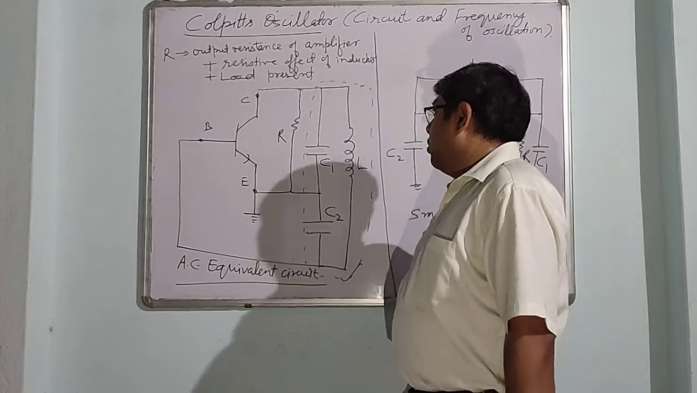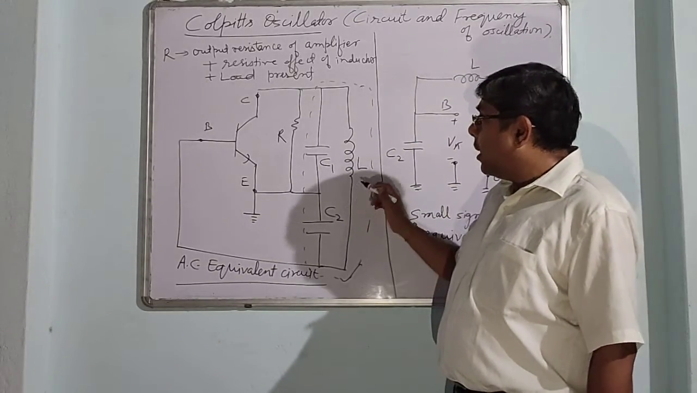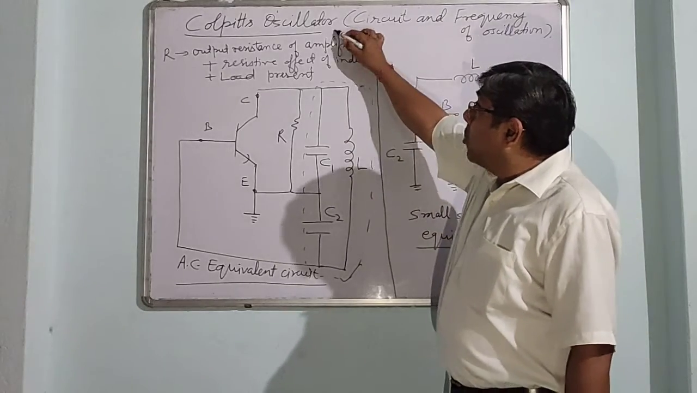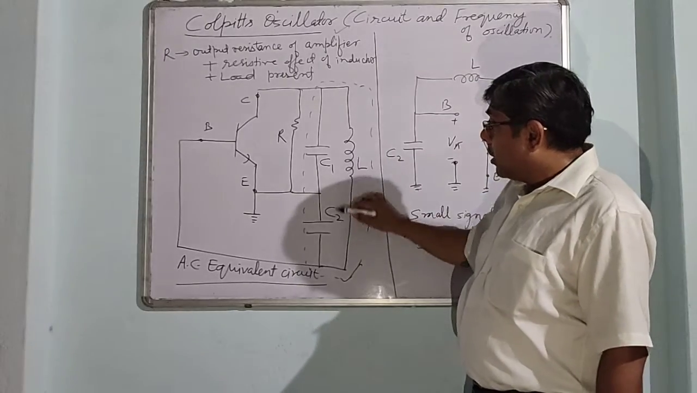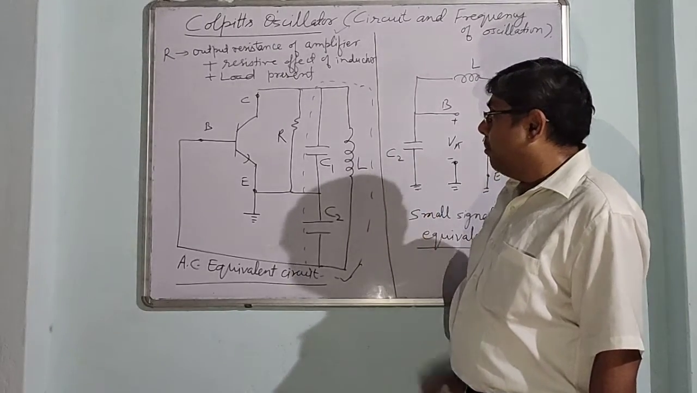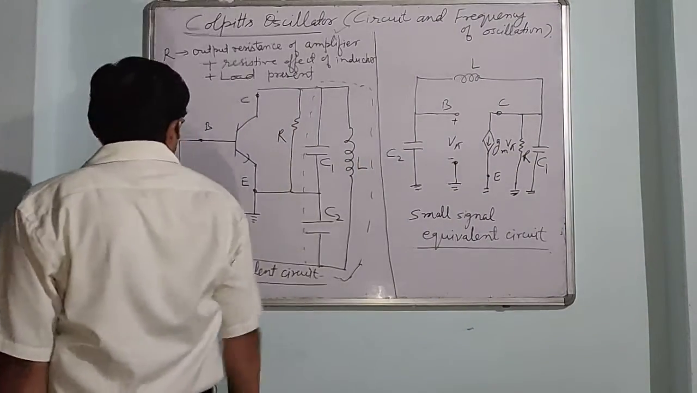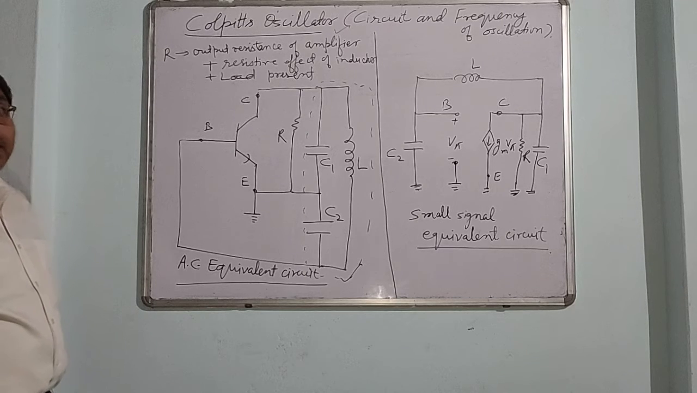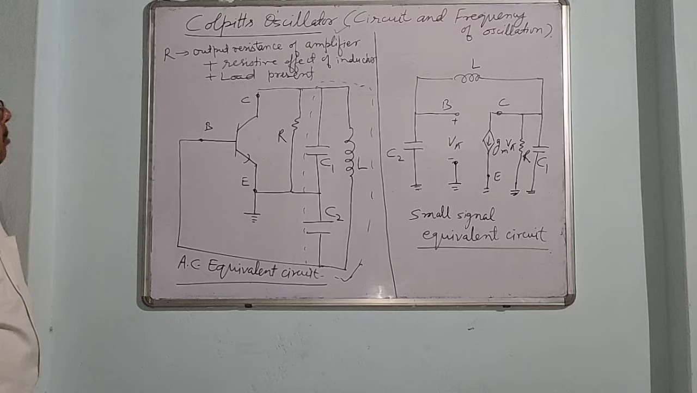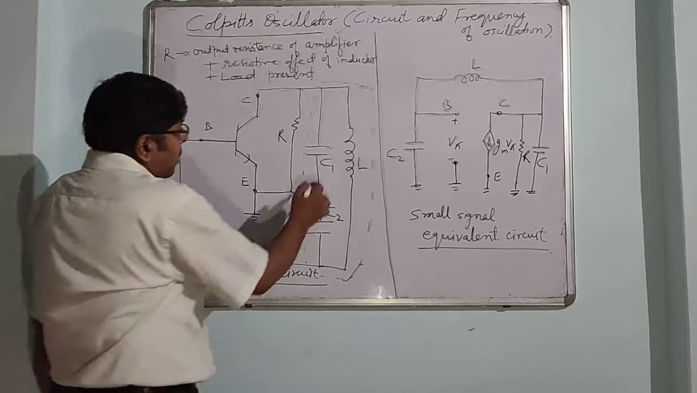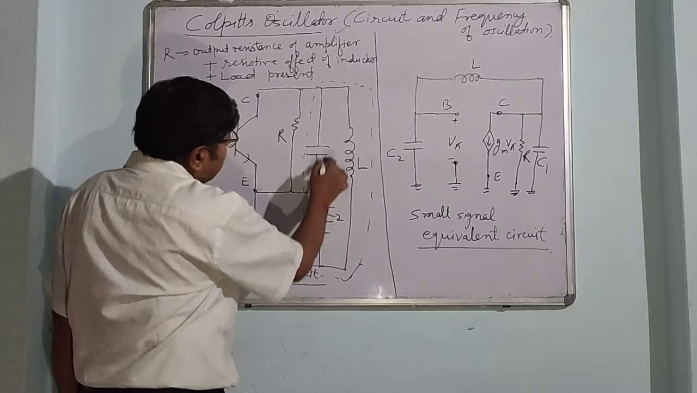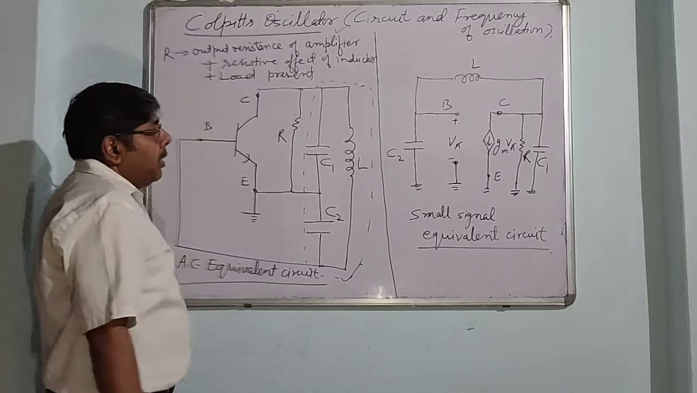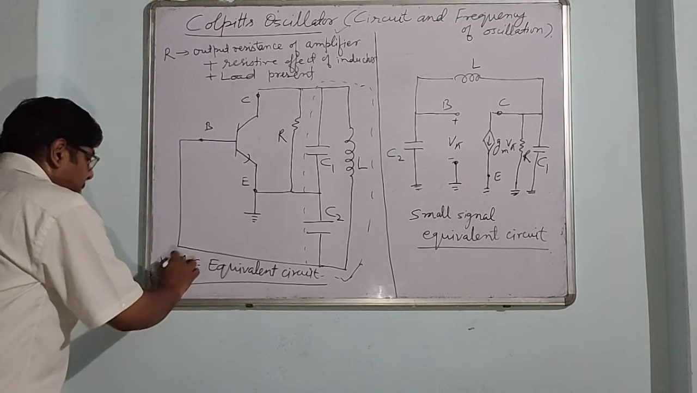used for feedback. In Hartley oscillator we have two inductors, one capacitor, and in Colpitts oscillator we will use two capacitors C1 and C2 and one inductor L. And other components are same and connection is same. That is very similar to Hartley oscillator. Only difference between Colpitts and Hartley is combination of, instead of L1 and L2 we are using C1 and C2, and instead of C we are using L. So this is the AC equivalent circuit.